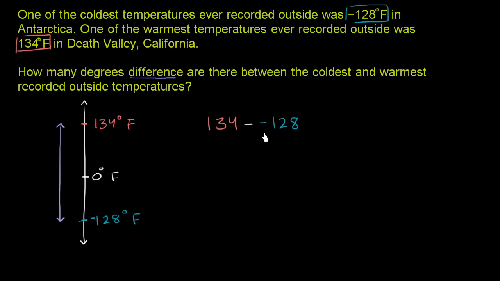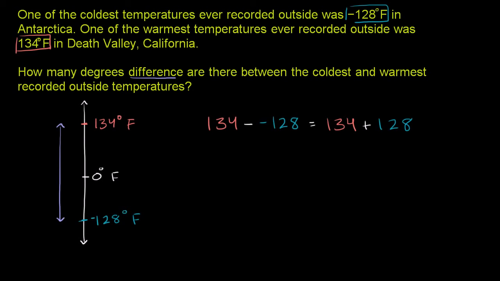So this is going to be equal to 134 plus 128 degrees. And what's the intuition behind that? Why does this happen? Well, look at this right over here. We're trying to figure out this distance. This distance is 134 minus -128.